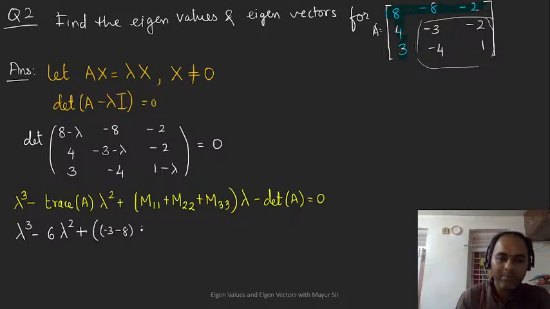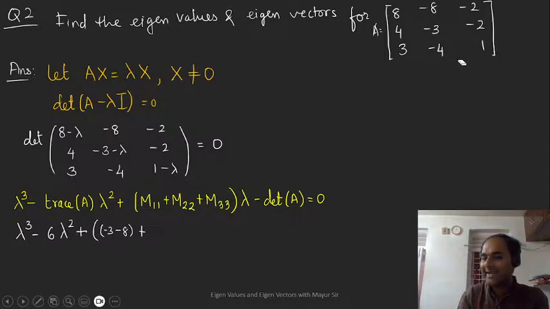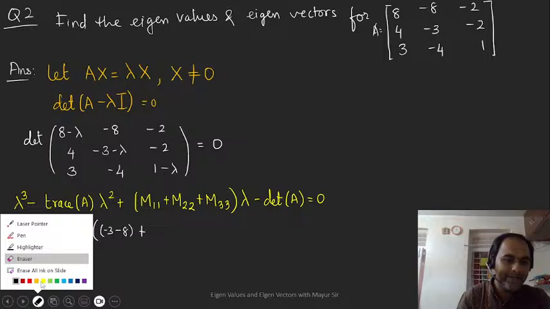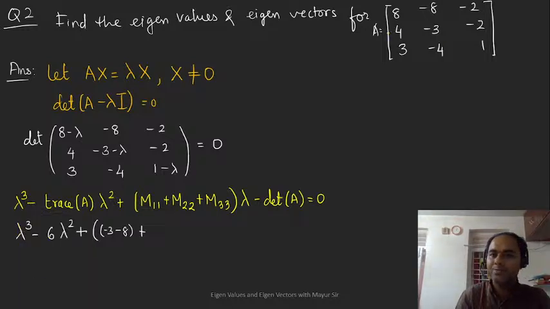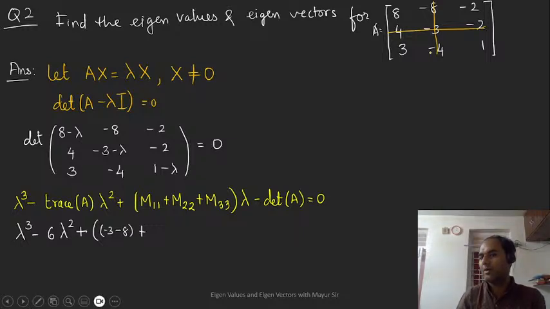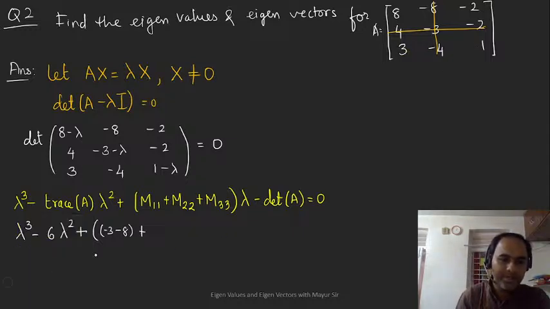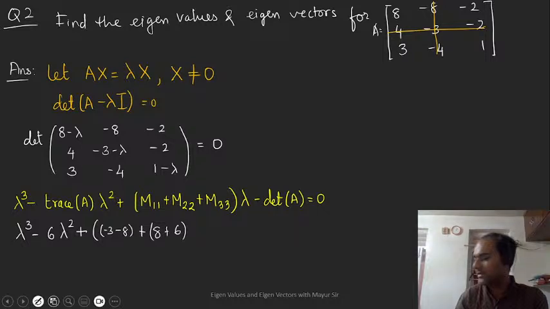Now m22 is obtained by deleting the second row and the second column. So you delete the second row and second column. What is left? 8, minus 2, 3 and 1. So write down the determinant here carefully. It is going to be 8 plus 6. That is the thing.